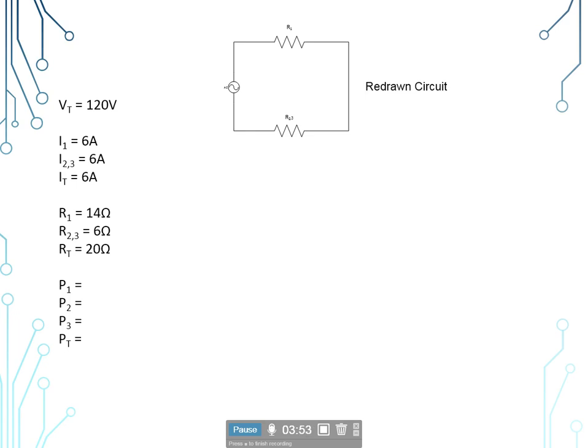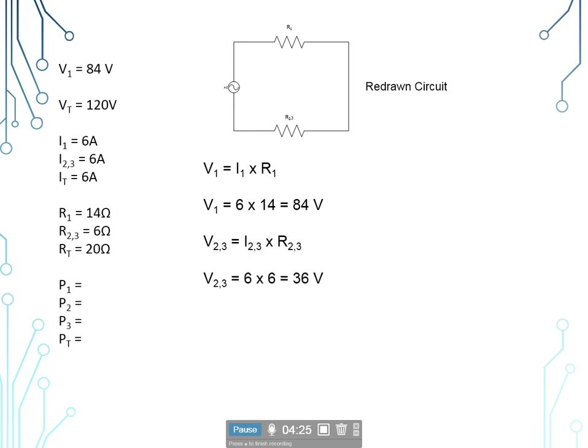Now, going on here, we need to find our voltage drops. So V sub 1 is going to be equal to I sub 1 times R sub 1. I sub 1 is 6 amps, R sub 1 is 14 ohms, and that'll give us 84 volts total drop for V sub 1. V sub 23 is equal to I sub 23 times R sub 23, and so I sub 23 is 6 amps, and R sub 23 is 6 ohms that we calculated earlier using the reciprocal formula, and that'll give us a 36 volt drop there.